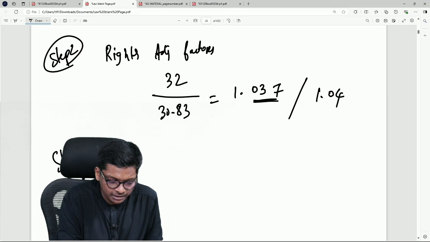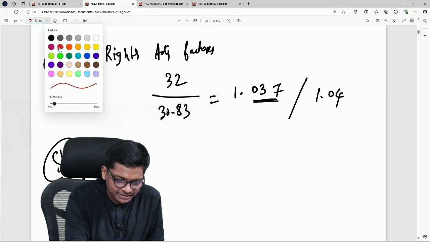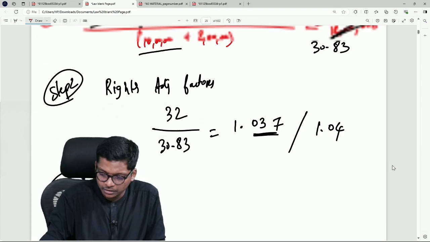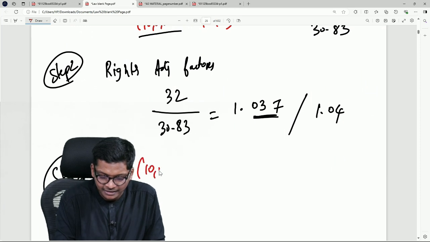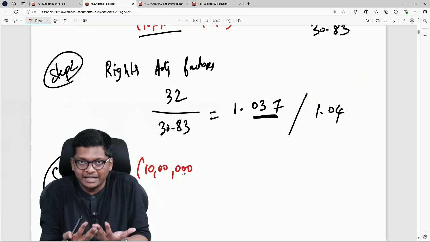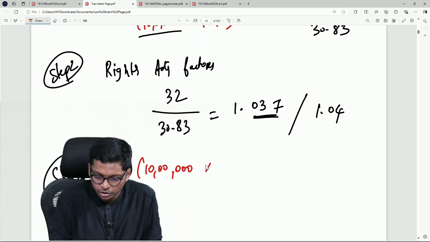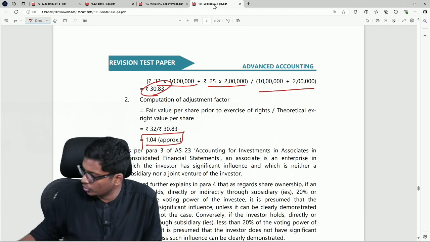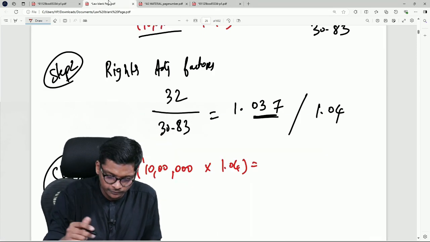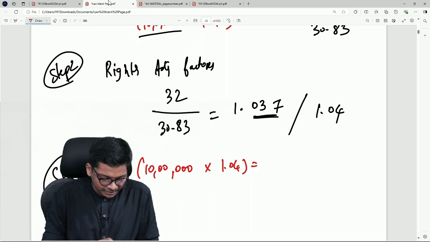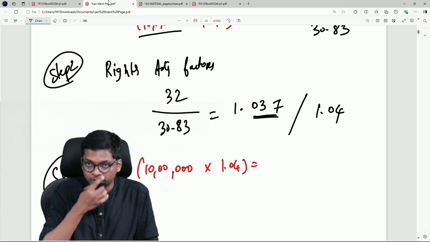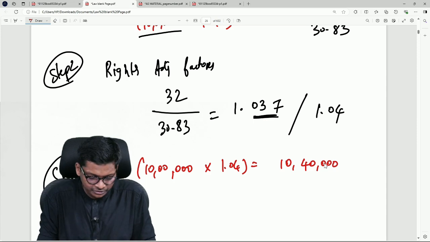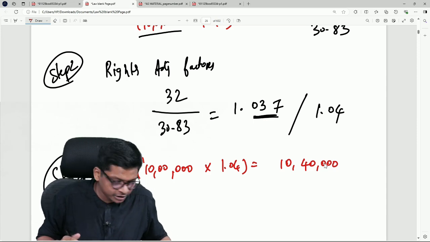What is step 3? This rights adjustment factor should be applied on the opening number of shares. So how many opening shares do we have? 10 lakhs is the number of shares before rights. Now add the free element, so multiply by 1.04. 10 lakhs into 1.04, a common sum, guys, many times we have done this. I am just doing the sum for you without the logic. 10 lakh 40,000 is the value before the rights issue.